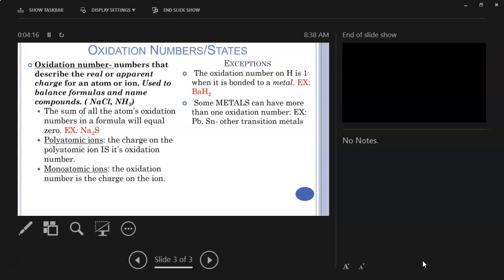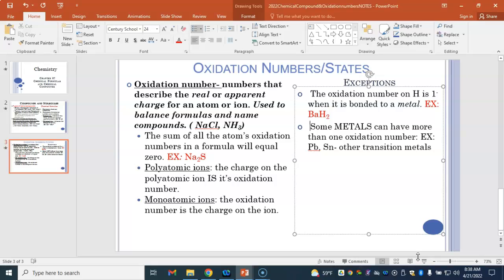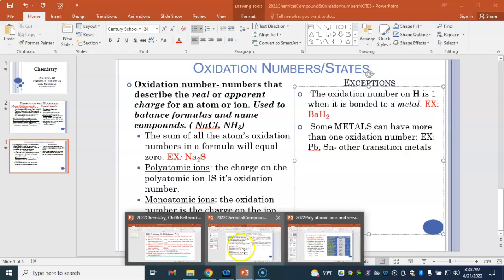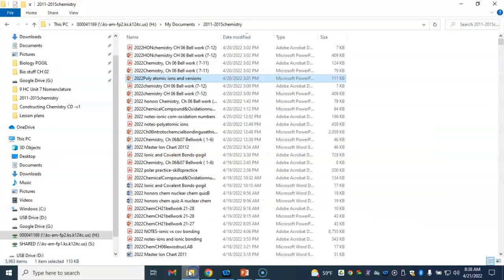Are we okay? We have to talk about polyatomic ions now. So we're done with oxidation numbers, and all of this is going to help us with tomorrow's stuff. So now I want to look at polyatomic ions. So get that list out. We're going to use it.